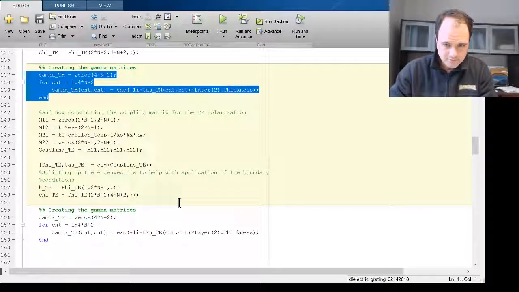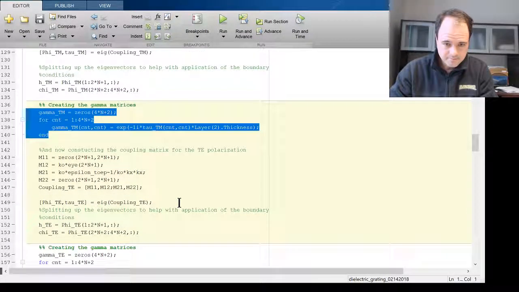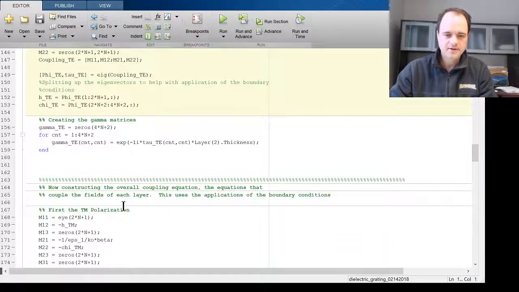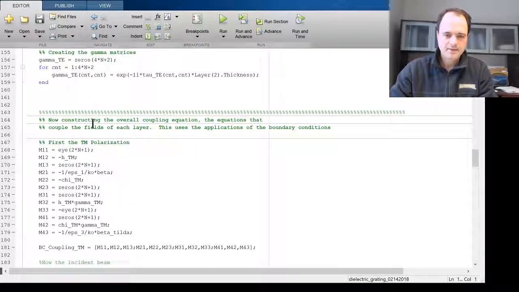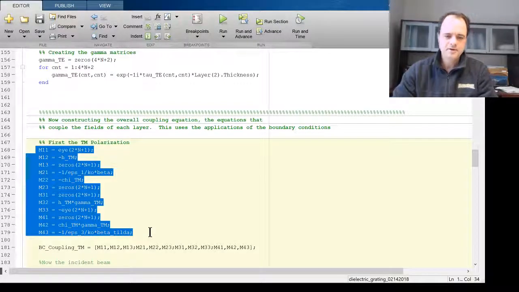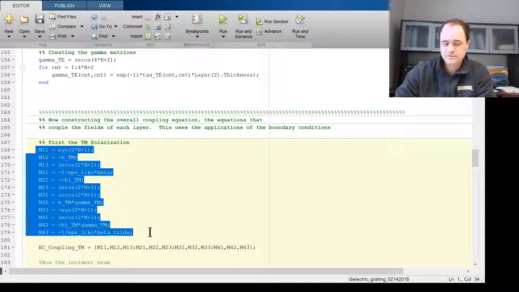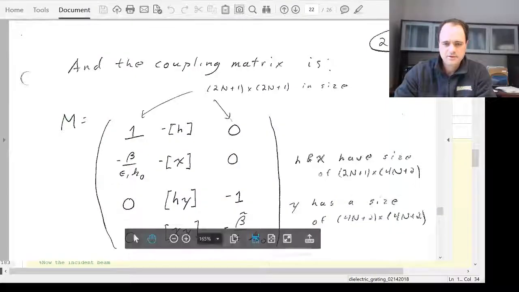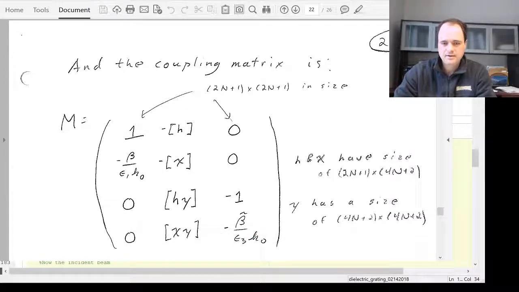So now we're able to, okay, first I do it for the TE to find the eigenvectors, eigenvalues in layer 2. But here is where I start making those big coupling equations for the boundary conditions, all the different m's. So we have 1 minus h, 0 for the top row. And then we'll have minus beta over epsilon k naught minus x minus chi 0.